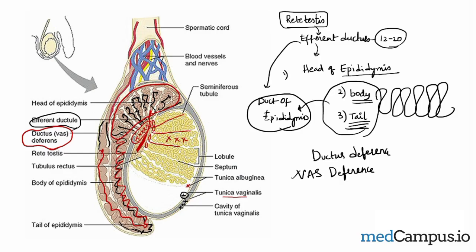There is one more point to be added here. Within the substance of the seminiferous tubules, there are interstitial cells. The other name for these cells is interstitial cells of Leydig or Leydig cells. What do they do? They secrete testosterone. The male sex hormone is secreted by these Leydig cells.